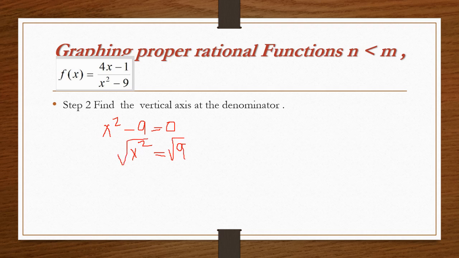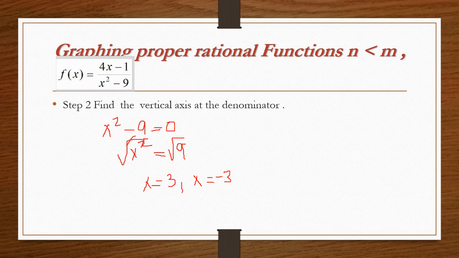And then we would have x equals 3 and x equals -3. Once we have these two, these are our vertical asymptotes.